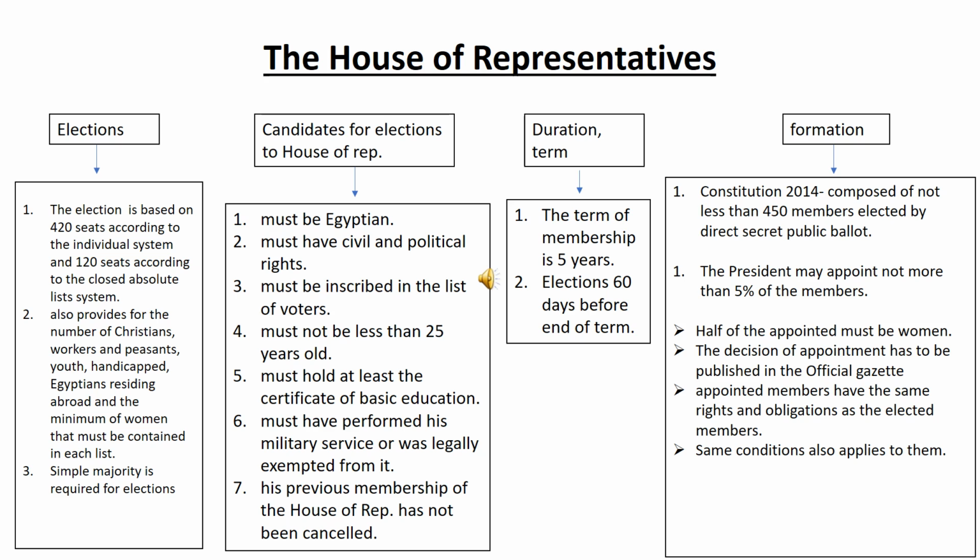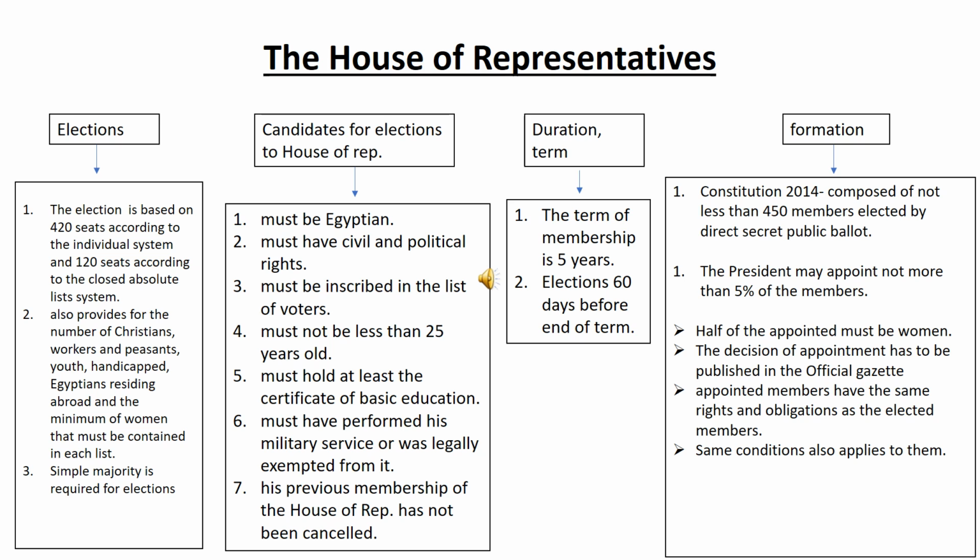If any of you have attended any sort of this election, then you go through a secret public ballot, which means no one is going to be able to see the paper you selected, the member you are going to choose, and you're going to put it in a box.